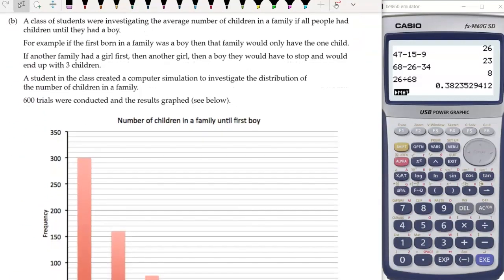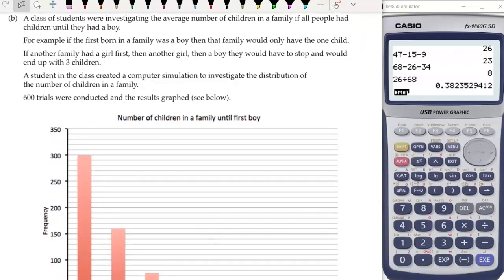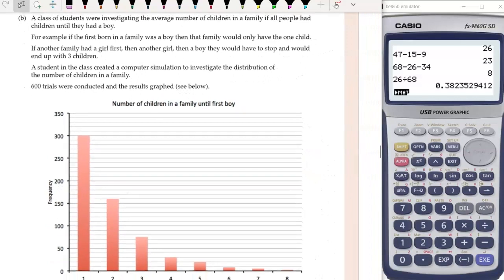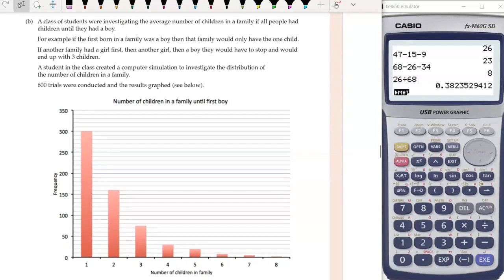Now we have a class of students investigating average number of children in a family. Let's fit this all on one page. And this graph is modeling what would happen if families continued to have children until they had a boy and then would stop as soon as they had one boy. So this tells us then how many children there would be in the family. This simulation was run with 600 trials.